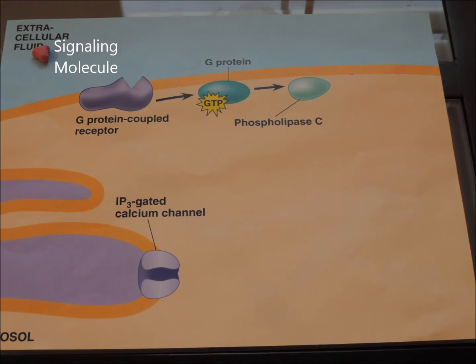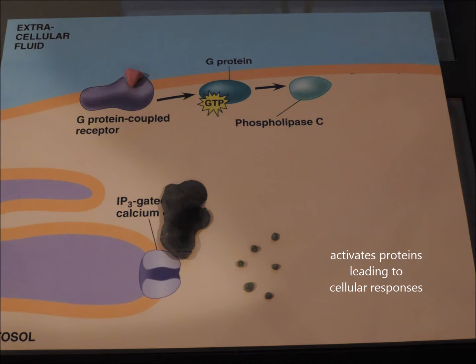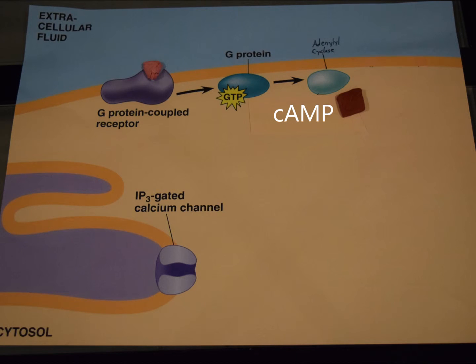After a G protein is activated and cleaves the IP3, it diffuses through the ER, releasing calcium ions, which activate proteins in cellular response. The most difficult part of our section is understanding how the second messenger, cAMP, is created, which is through the enzyme adenylyl cyclase.